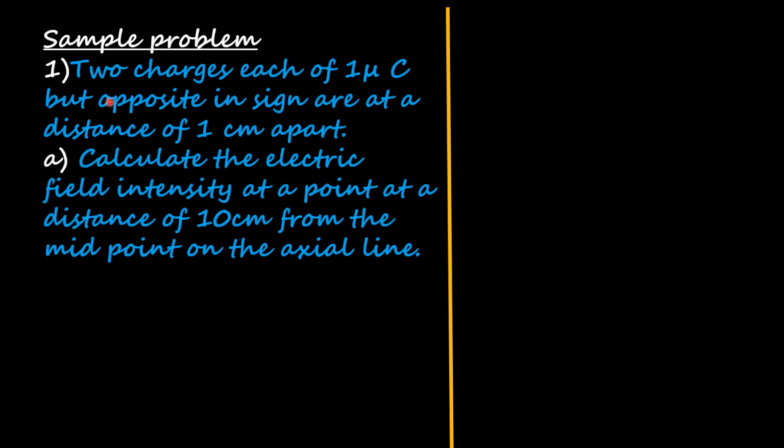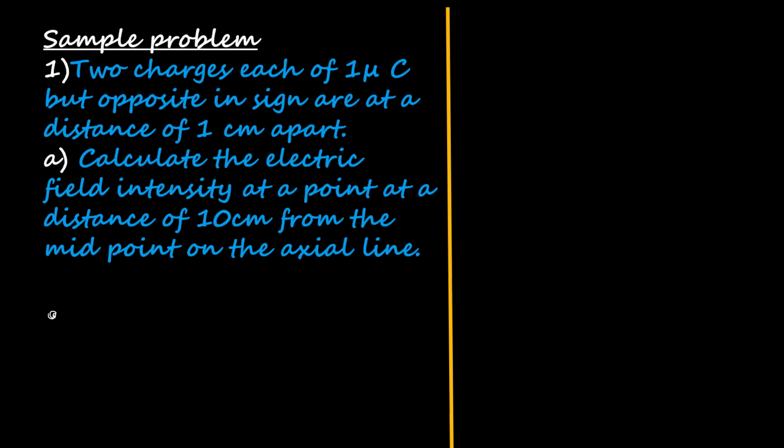We will see this problem. Two charges each of 1 microcoulomb but opposite in sign are at a distance of 1 centimeter apart. Calculate the electric field intensity at a point at a distance of 10 centimeter from the midpoint on the axial line. Okay, so the problem is on electric field intensity at a point in the axial line.